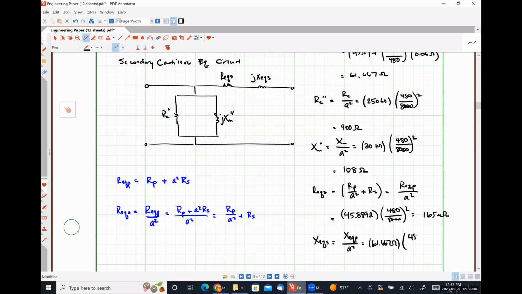And then 480 over 8,000 squared is 222 milliohms. All right. So referring things to the primary and secondary side, relatively straightforward.